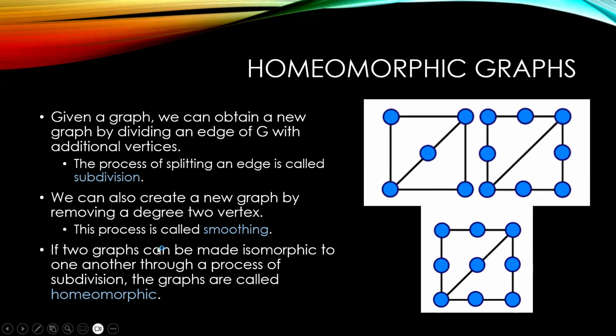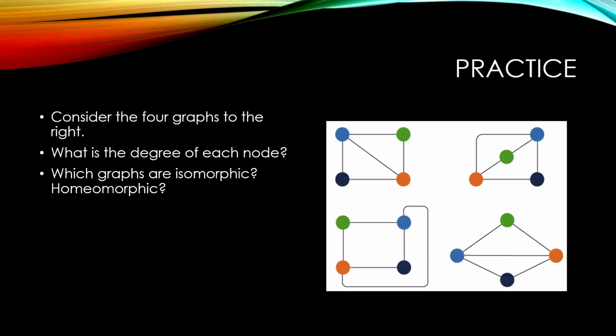If two graphs can be made isomorphic to one another through a process of subdivisions, the graphs are called homeomorphic. Through subdivisions and smoothing, if we can get one graph to be the other graph, then they are homeomorphic. This is actually the same homeomorphic definition that we had in topology. Topologically, being homeomorphic is the same as being homeomorphic in graphs.